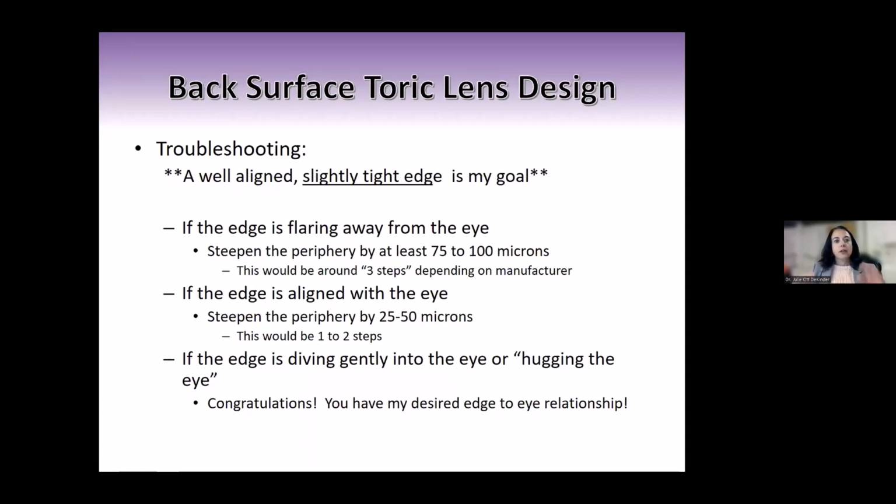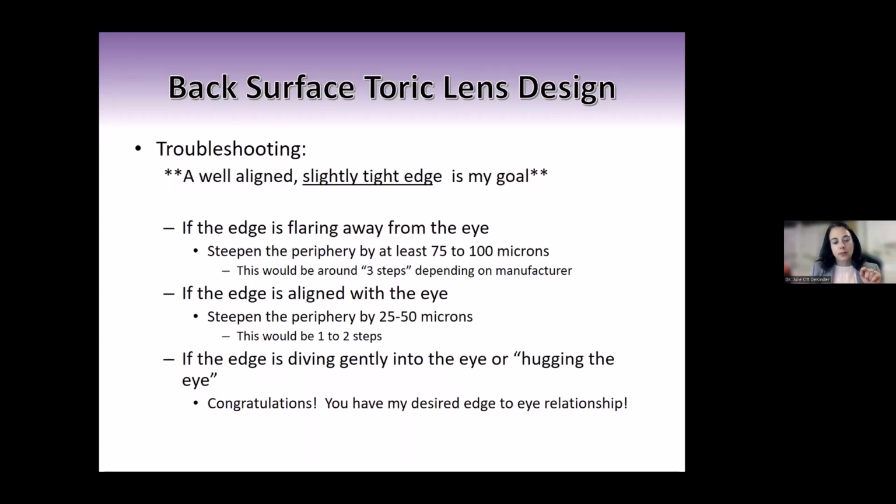Okay, so I said I spent 90% of my time on this, and here are my tips on how you can be very successful with the periphery. My goal is a well-aligned, slightly tight edge every single time.